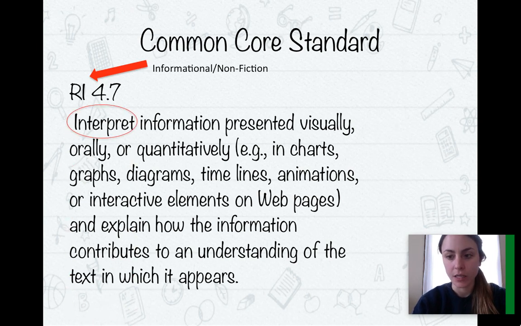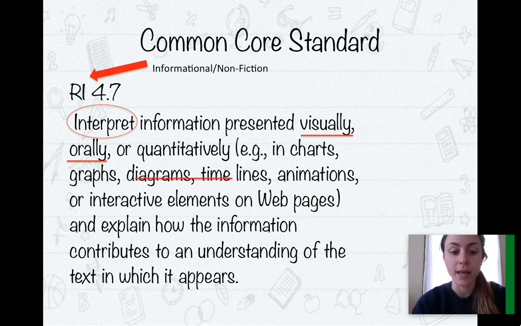Interpret literally means just to explain the reasoning or to make sense of something. So we're going to explain the reasoning or the meaning or make sense of the information given. And the information given is given in various forms. Visually, that means kind of like things that we can see. So images, photographs, illustrations. Orally, what the text is saying or what the author is trying to convey.